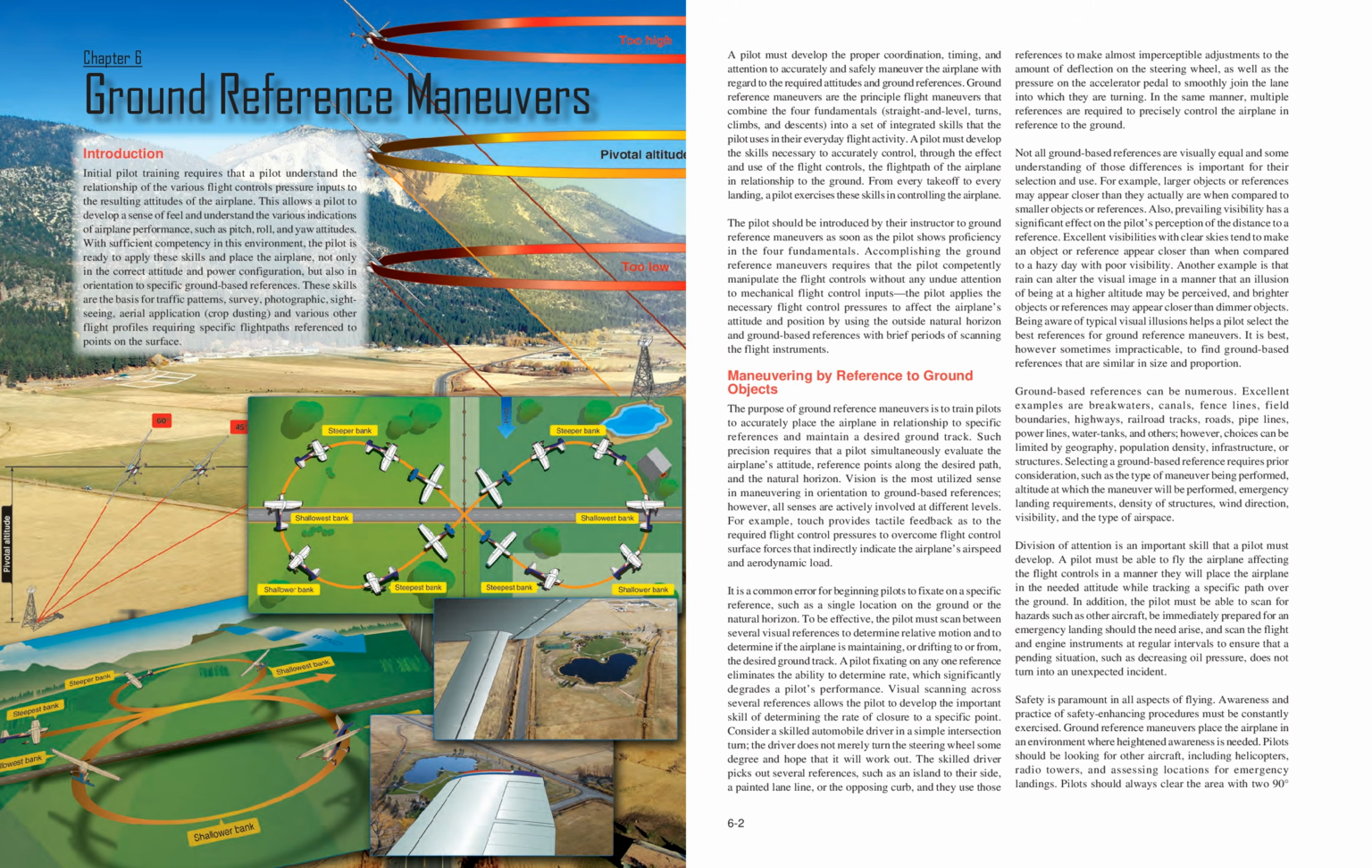It is best, however sometimes impracticable, to find ground-based references that are similar in size and proportion. Ground-based references can be numerous. Excellent examples are breakwaters, canals, fence lines, field boundaries, highways, railroad tracks, roads, pipelines, power lines, water tanks, and others. However, choices can be limited by geography, population density, infrastructure, or structures.